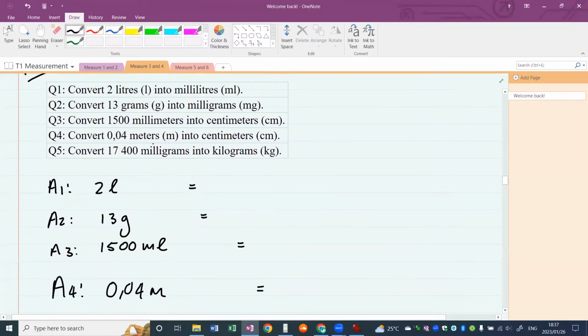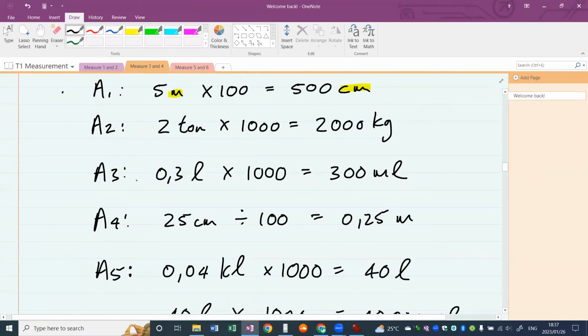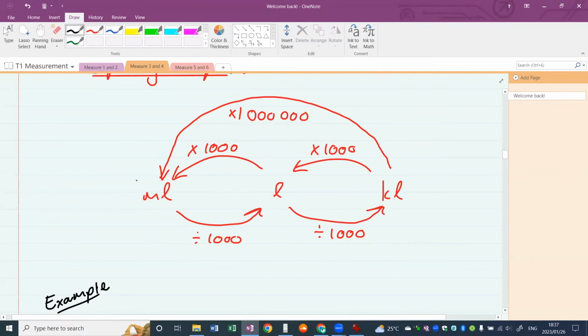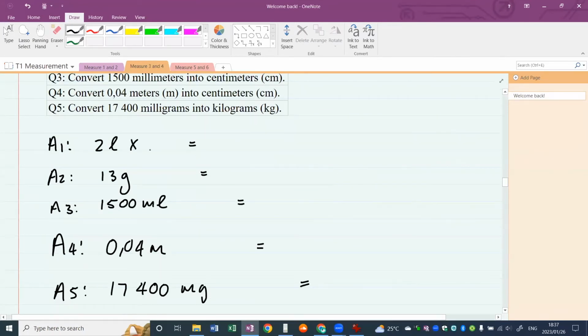Answer for question 1. Convert 2 liters to milliliters. To go from liters to milliliters, we'll have a quick glance at the diagram. We need to times by 1,000. So 2 times 1,000 should give you 2,000. And like it always says, show your units.